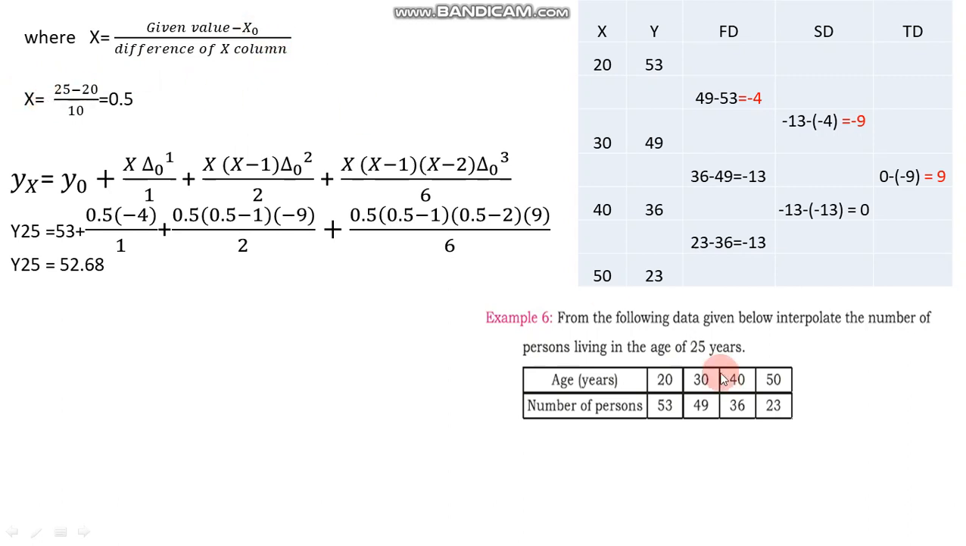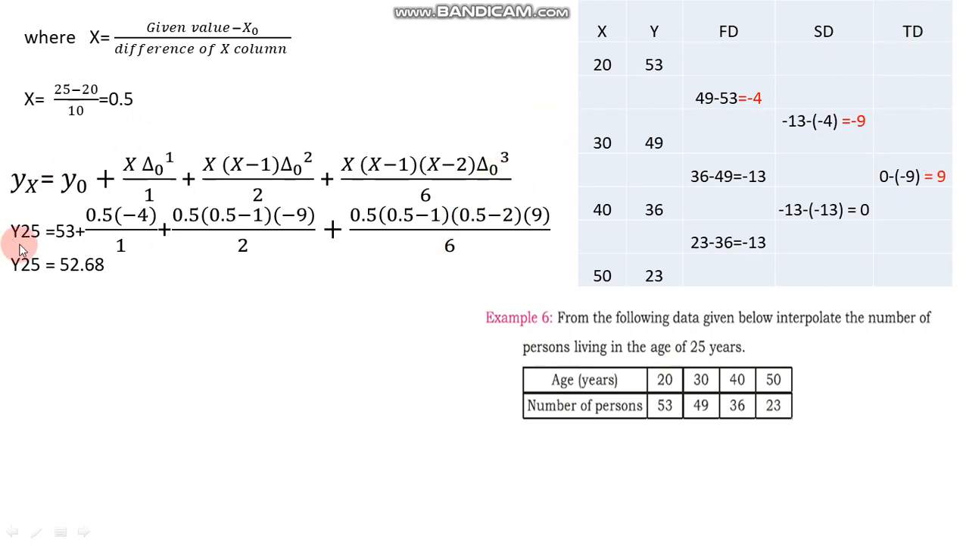x is equal to the given value, 25 here, minus x naught, the first number in the x column, divided by the difference of the x column, which is 10. So (25 minus 20) divided by 10 is equal to 0.5. You have to apply the formula till delta naught 3, because the difference table goes up to the third difference, delta naught 3.